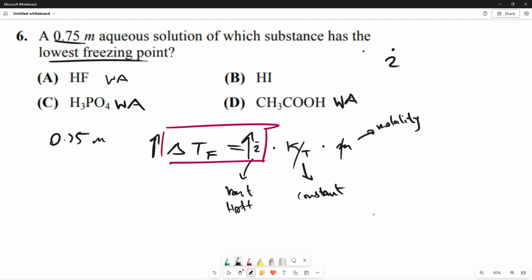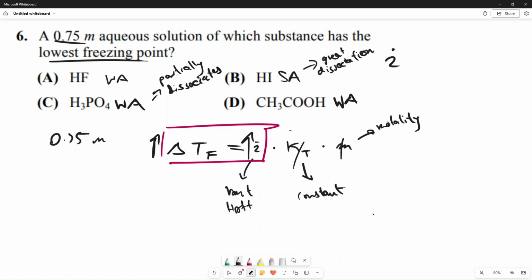But HI is a strong acid, right? And the definition of a weak acid means that it partially dissociates, right? So when these ions dissociate, it's going to have a Van 't Hoff factor, right? Strong acids, they dissociate at a very high rate, right? So they almost fully dissociate. They practically do.